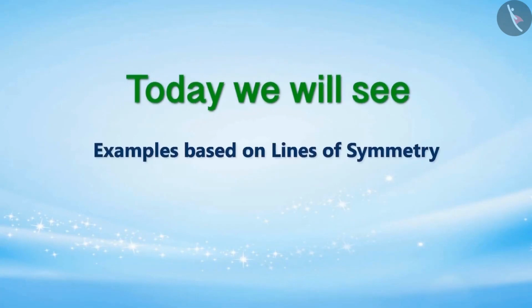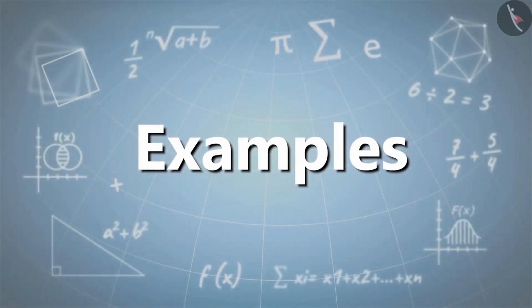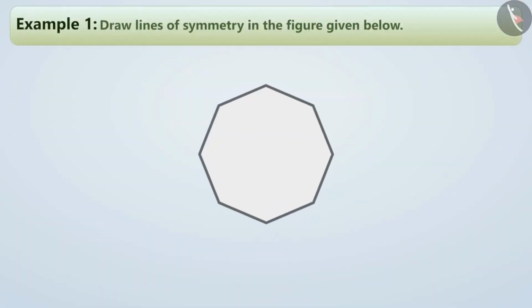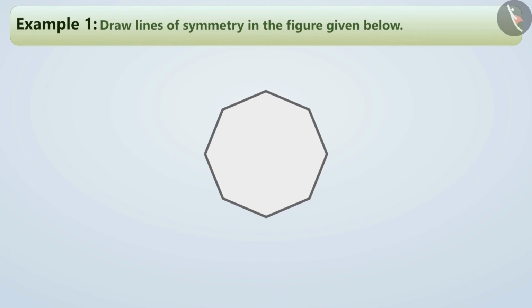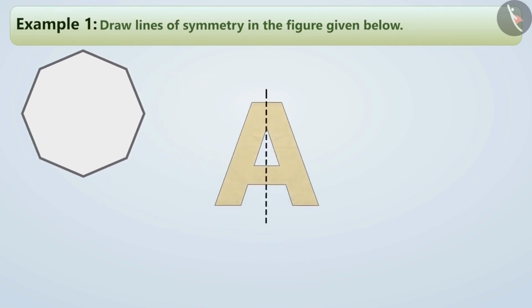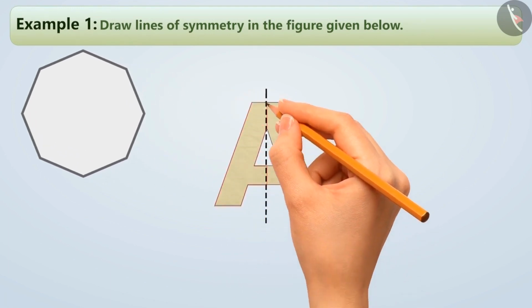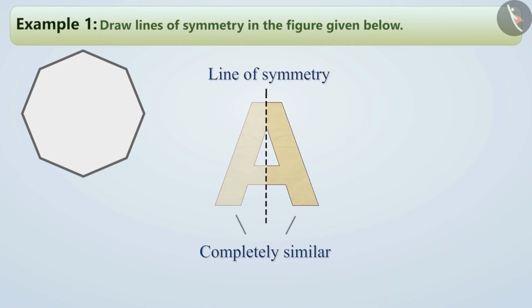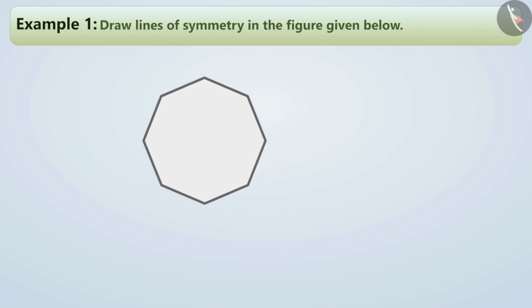Today we will see examples based on lines of symmetry. Draw lines of symmetry in the figure given below. In the previous video, we learned that a line is called a line of symmetry if it divides the figure into two equal halves, such that when folded through that line, the figure covers the other half completely.